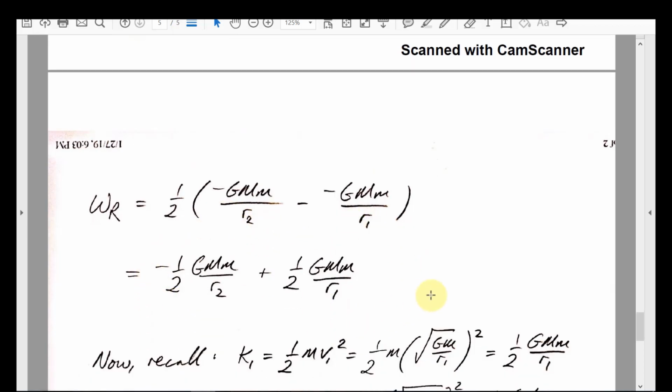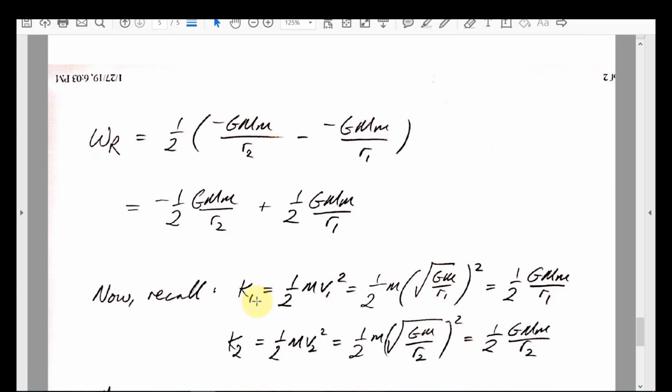Let's distribute the 1/2. Remember that the kinetic energy at radius 1 is 1/2 the mass times velocity 1 squared, and because it's a circular orbit, I can express the velocity in terms of the radius, and squaring that square root, I get this expression. That's actually a positive number that is opposite to the potential energy. This is the potential energy with an extra factor of 1/2. So kinetic energy is always half the potential energy with a change in sign. This is the kinetic energy at radius 2. It is half of the potential energy at radius 2, but positive.